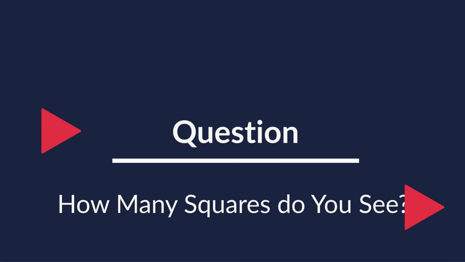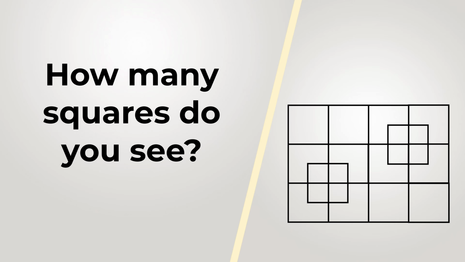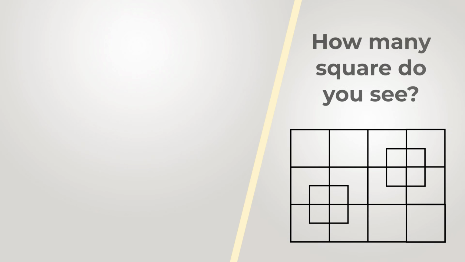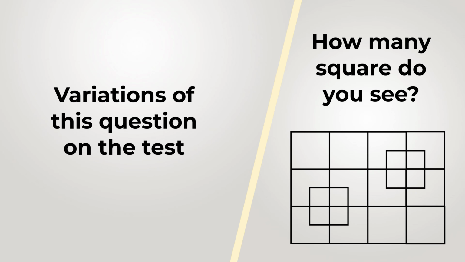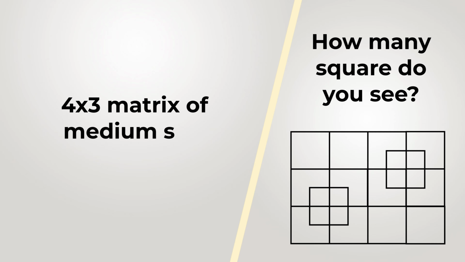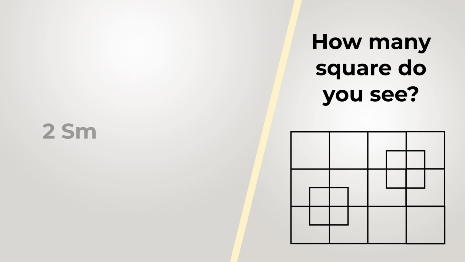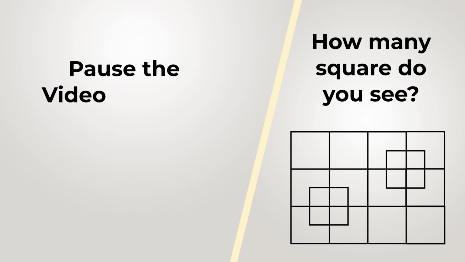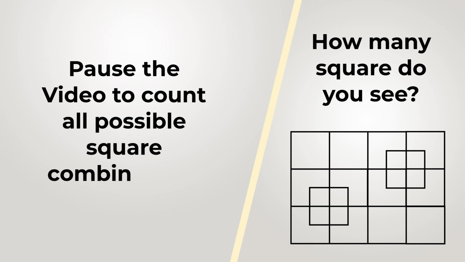I gotta tell you, I love this question. This is such a unique question, and we see a lot of variations of this question in the test. In this particular version, you are presented with the 4x3 matrix of squares, and then you see 2 additional squares on top of the medium-sized squares. And the question is, how many squares do you see in the picture?